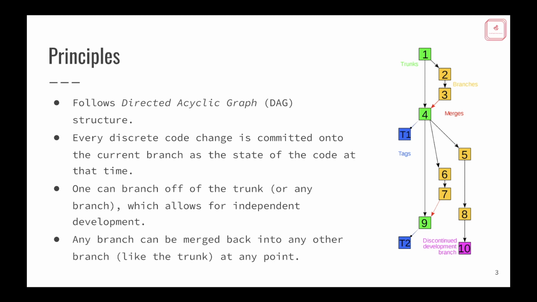So this can also happen, of course, if you realize, this feature that I started here on the 5 and 8 commits, actually no one needs that, or I found a better way of doing it in 6 and 7 maybe, let's say, and you see 6 and 7 is actually merged back into the trunk. You can also discontinue a branch.